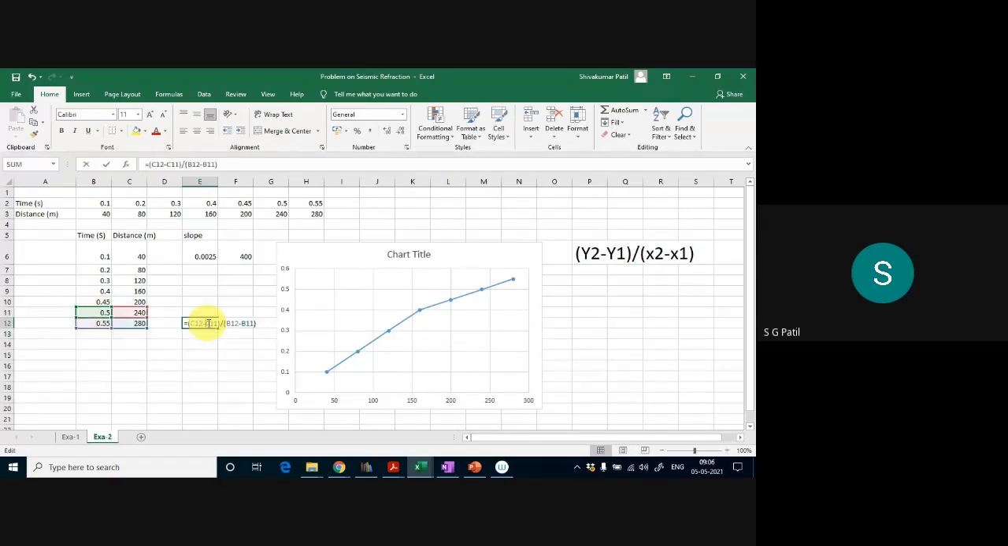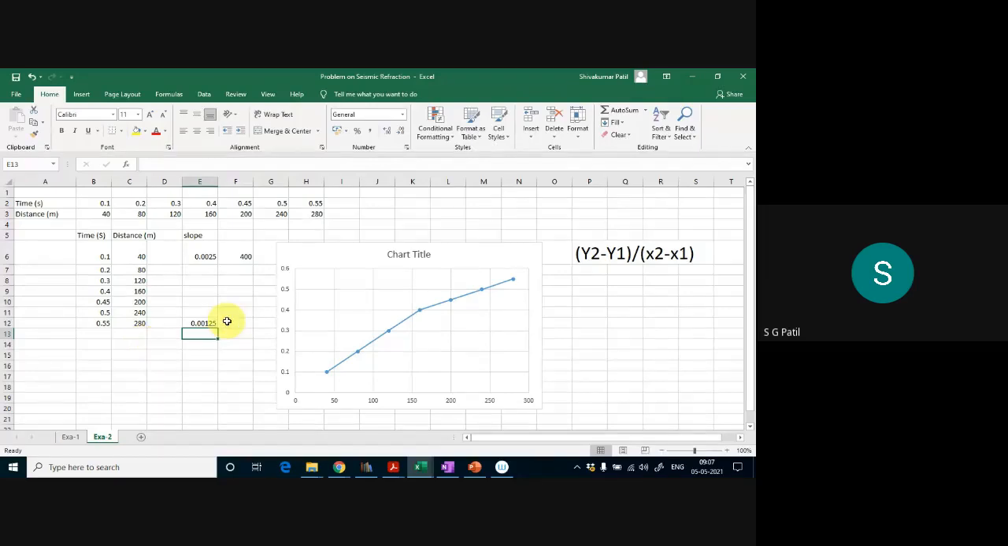I made some mistake here. One minute. So this is equal to y2 minus y1 divided by x2 minus x1.